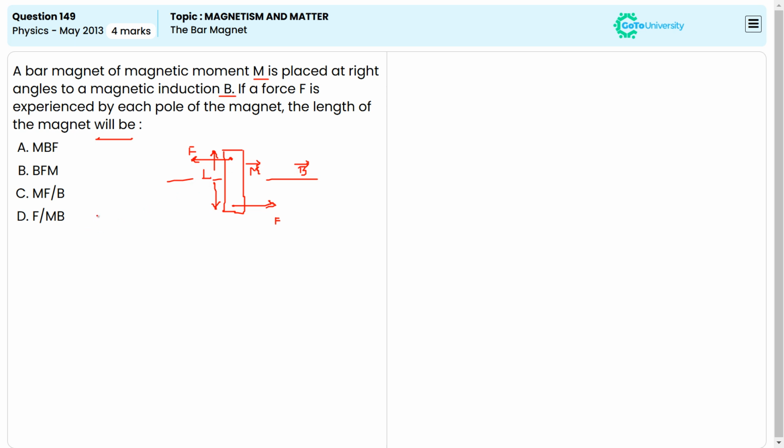Then the torque of the dipole, denoted by the symbol tau. Tau is equal to, we know, force into length. Then we can write this as force, which is nothing but M times B, into MB sine of 90 degrees, because it is placed perpendicular, at a right angle. Right angle means 90 degrees, and we know sine 90 degrees is equal to 1.